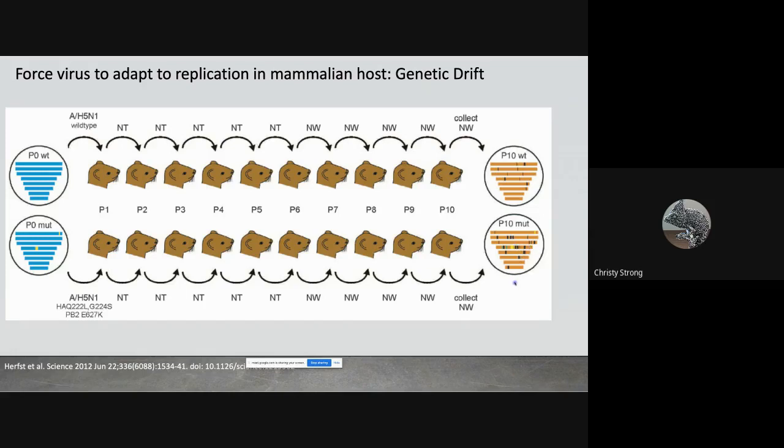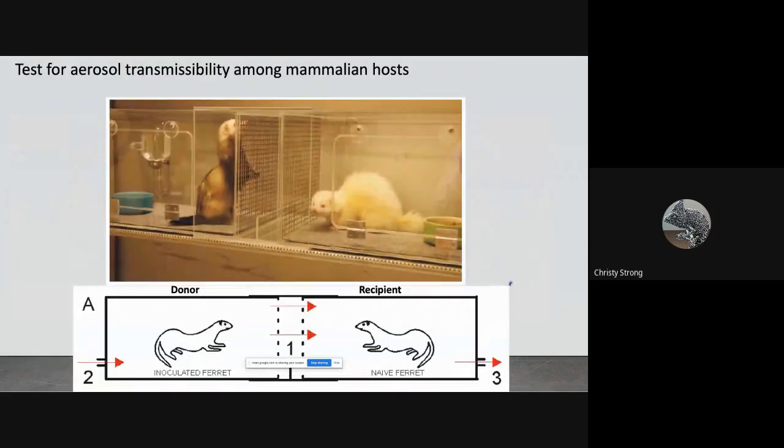Okay, so cool. Now let's see if we can get the ferret to pass it to the other ferret without us interfering. So the way that they did that is through an aerosol transmissibility test. So you have a ferret on the left-hand side and a ferret on the right-hand side, and what's separating them is a cage. And you have the air direction moving from left to right. And so they would inoculate the ferret on the left with the virus and then see if, through its aerosols, it could infect the ferret on the right.